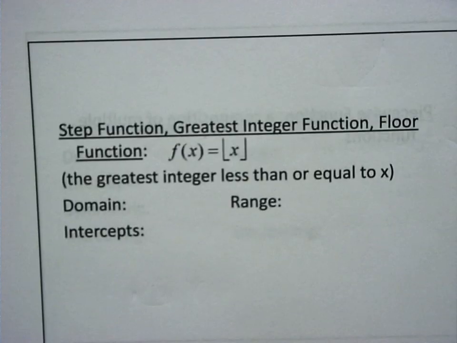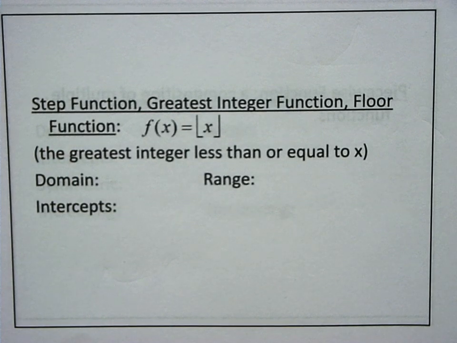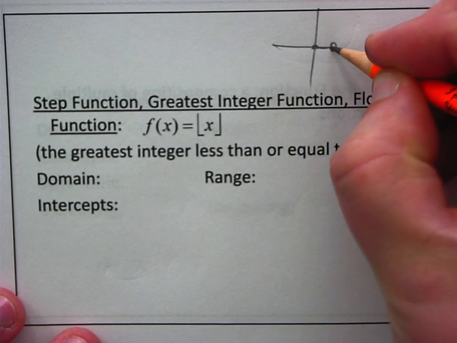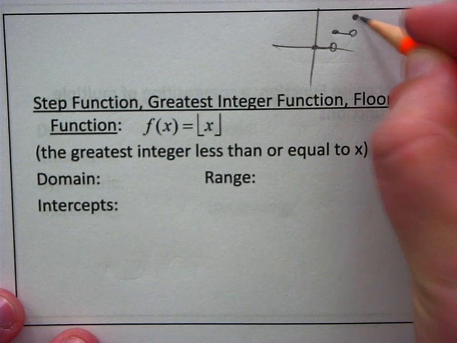A little bit of an odd one. Not really. This section's pretty straightforward. Step functions, also known as greatest integer function, also known as floor function. What's it look like? It's the stair one. Everybody vaguely remember this thing? Usually it gets touched on once and then you don't do anything with it.